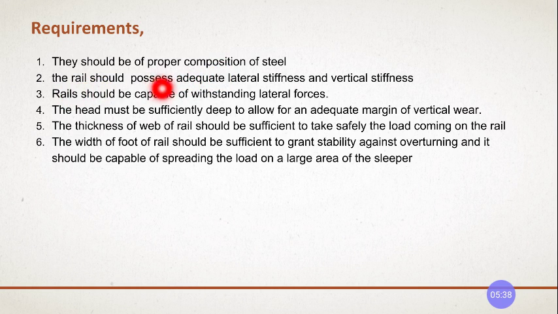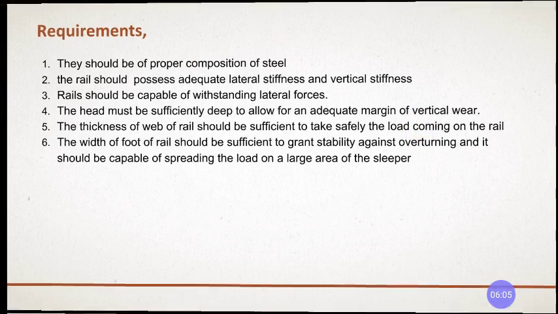The rail should possess adequate lateral stiffness and vertical stiffness. They should be able to withstand the forces laterally as well as vertically. The rail should be capable of withstanding the lateral force. The head should be sufficiently deep to allow for an adequate margin of vertical wear and tear. So the head means what?